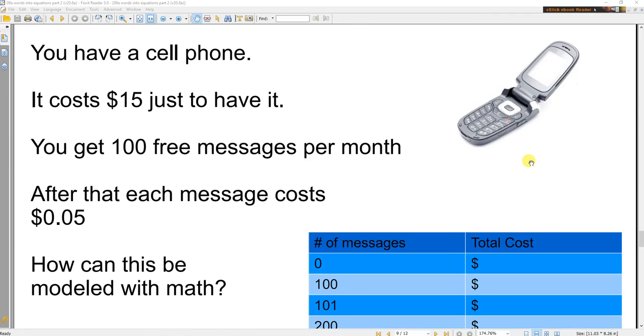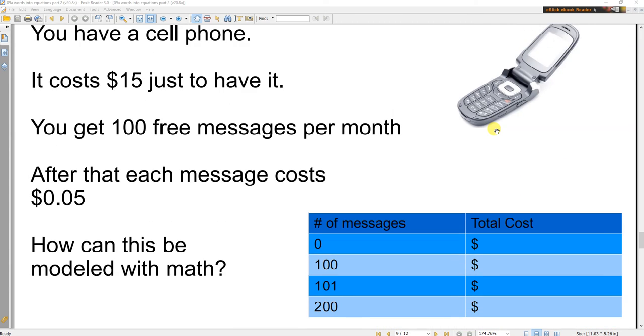You have a cell phone. It costs $15 just to have it. You get 100 free messages per month. And after that, everything is a nickel. So if you send no messages, how much did you pay? No messages, you pay $15. 100 messages, well, those first 100 are free, so you don't pay for any of the messages, but $15 to have the phone.